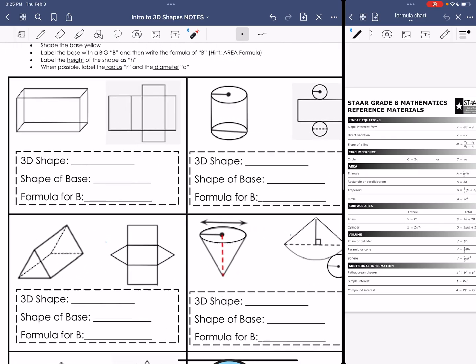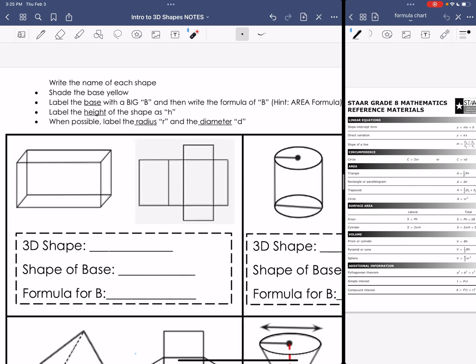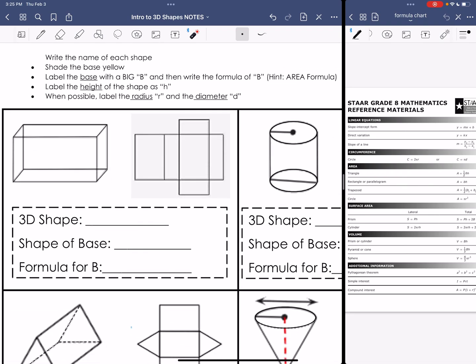But you can go ahead and open up your notes. We're going to look at the top left corner. So our directions say we want to write the name of each shape. We are going to shade the base yellow. We want to label the base with the big B and then write the formula of B. And by the way, this big B stands for the area of our base. So we would write the area formula. Then we want to label the height of each shape as H, and then when possible, we would label the radius R and the diameter D.